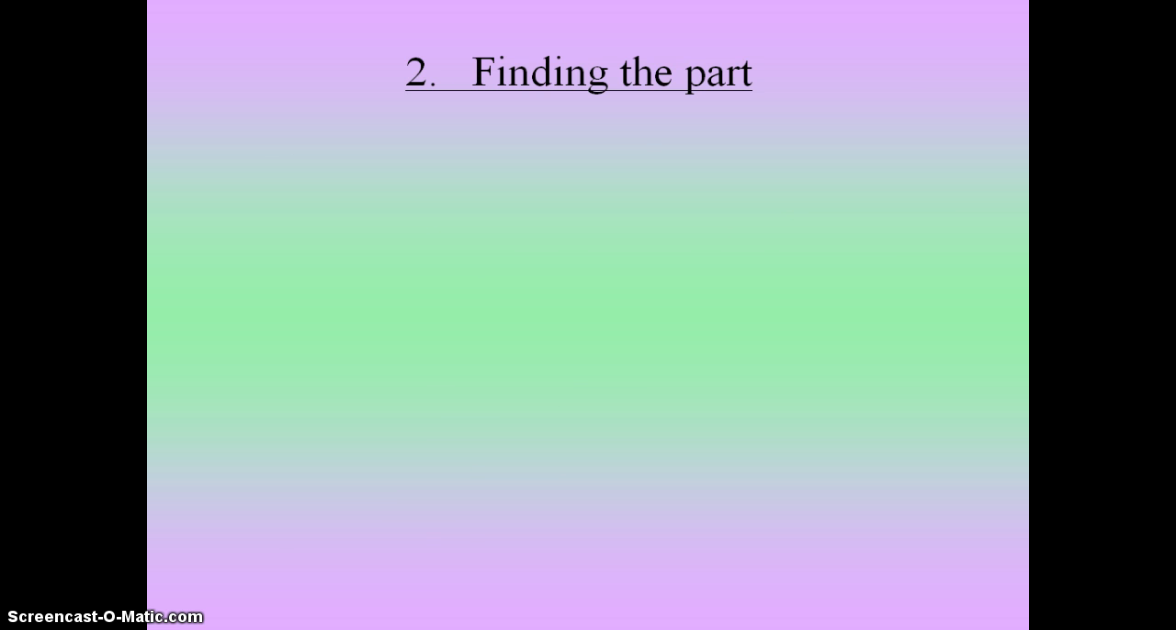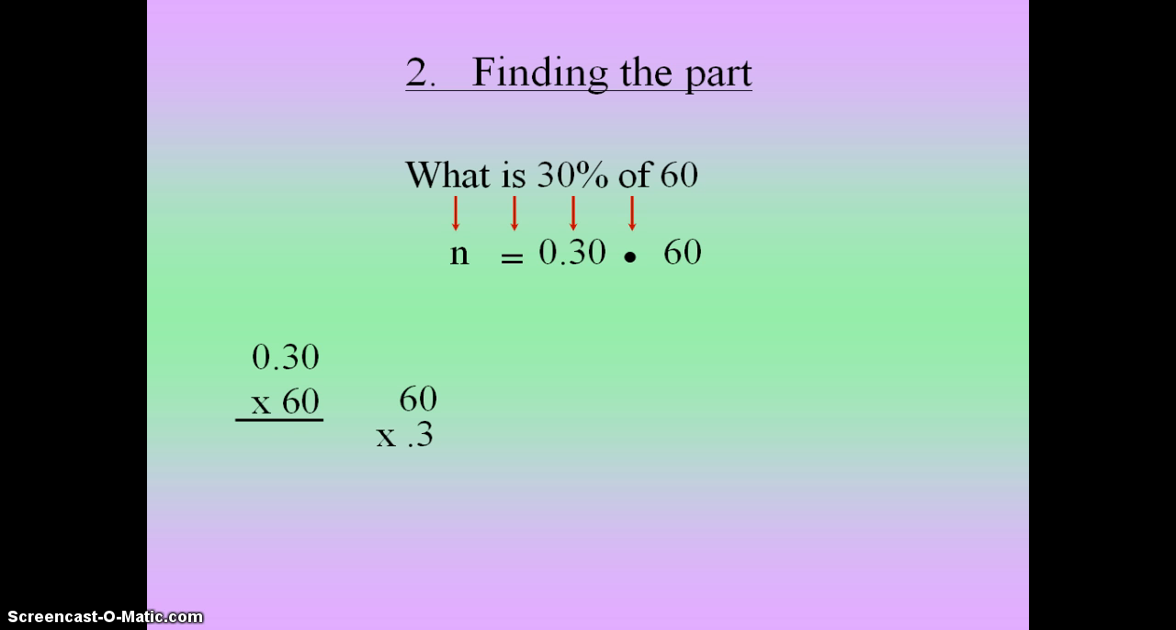That's awesome. Let's say I'm finding the part, like what is 30% of 60? I'm going to take what, that's my n, my is, that's my equal sign, my 30%, that's 0.30, and then of means multiply, and 60, there we go. So simply multiply them, and hopefully you remember how to multiply decimals. I'm just showing you a quick review of multiplying that decimal. And again, n is then 18. 18 is 30% of 60.